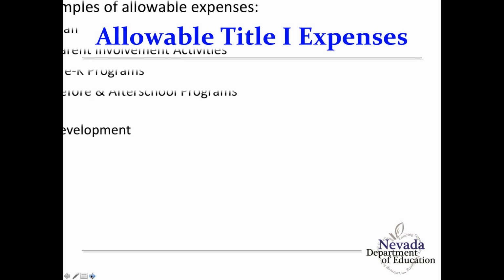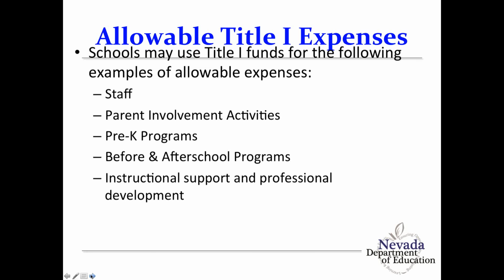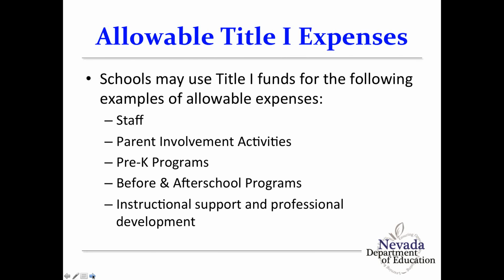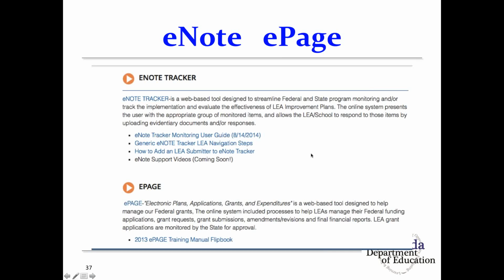So, allowable Title I expenses. Schools may use Title I funds for the following examples, and these are only examples. Staff, parent involvement activities, pre-K programs, before and after schools, instructional support, and professional development. And remember the guidance I told you about for the supplant, it has a huge section on allowable Title I expenditures. So it broadens that.